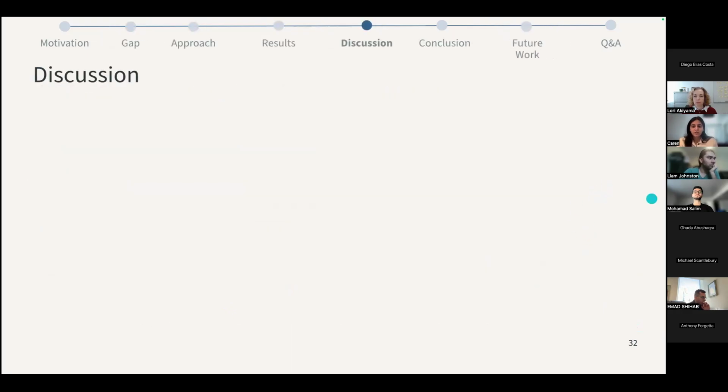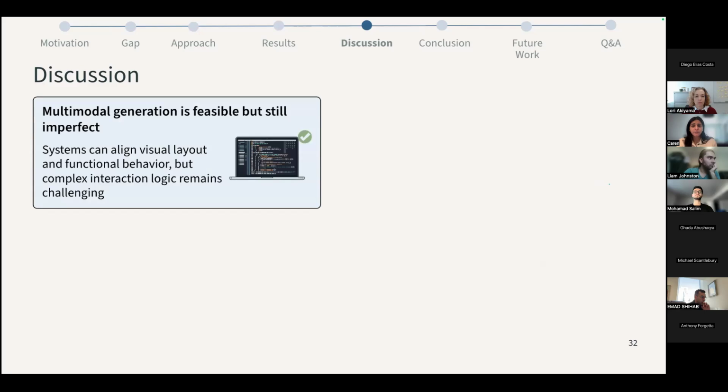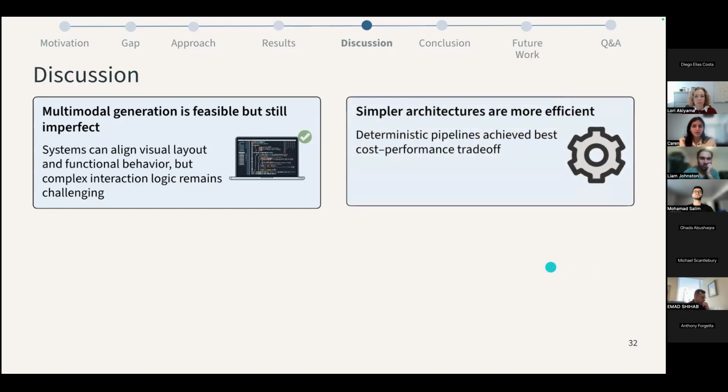So, to discuss everything we've been through, first, the multimodal generation works, but it is still imperfect. The system can generate applications aligned with both design and functionality, but performance decreases as interaction logic becomes more complex. Second, architecture simplicity improves efficiency. In our experiments, we did see that simpler architectures, such as the custom, often matched or outperformed the more complex hierarchical or supervisor architecture. This suggests that additional coordination layers can introduce overhead without improving output quality.